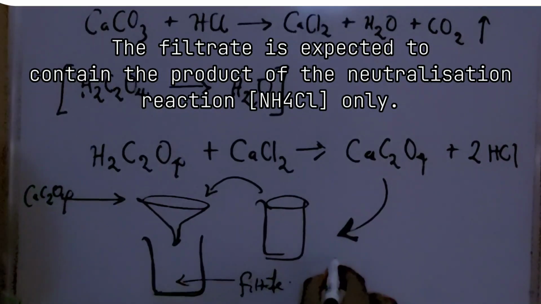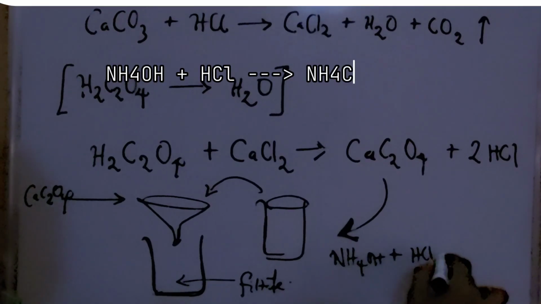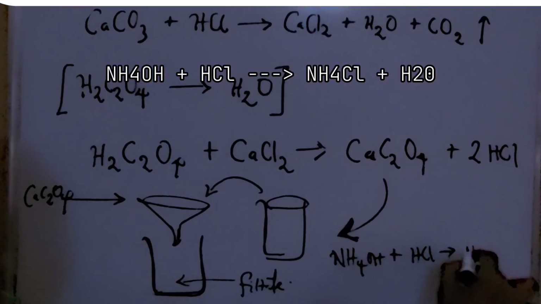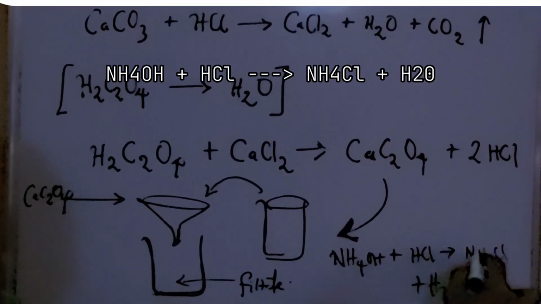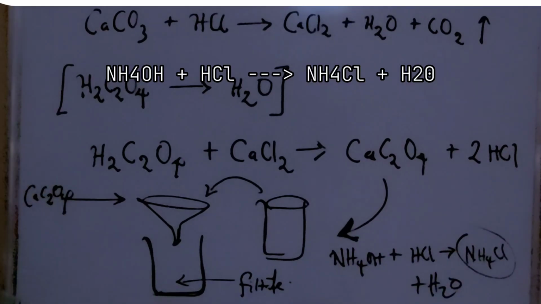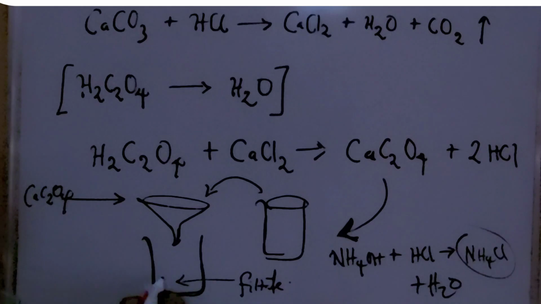Let me show you this. Ammonium hydroxide reacting with HCl is going to give us ammonium chloride plus water, right? Salt and water. Ammonium chloride is very soluble, so it's going to come out as the filtrate. You collect it here, all right?